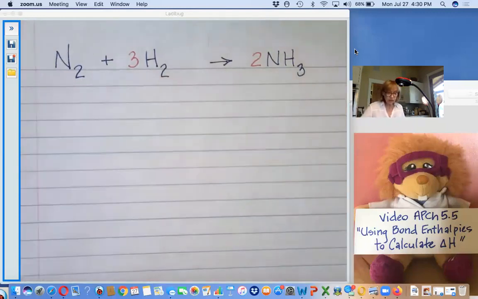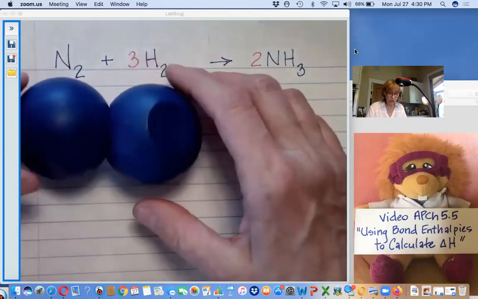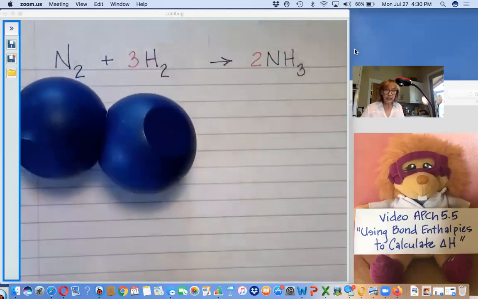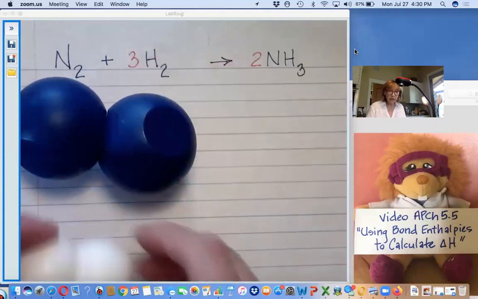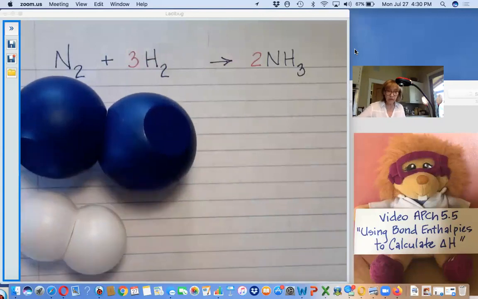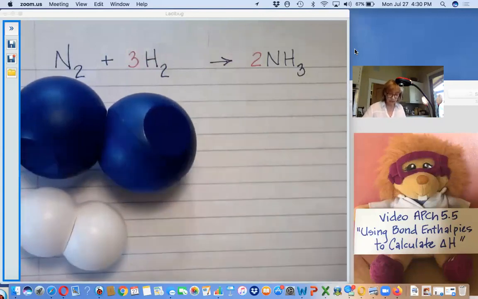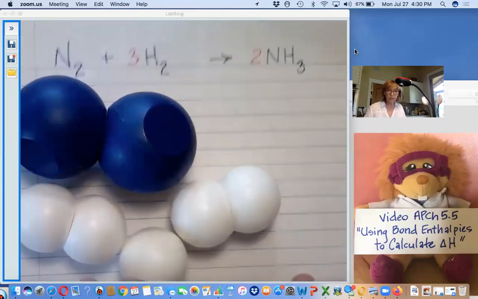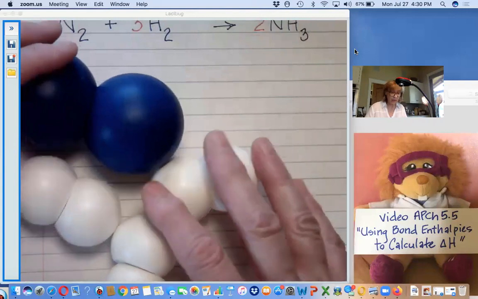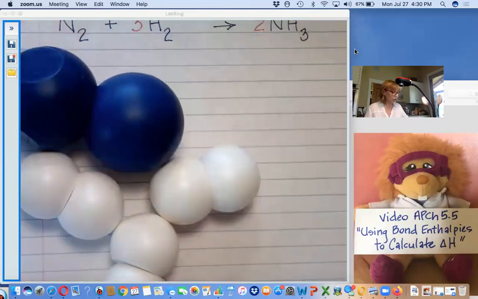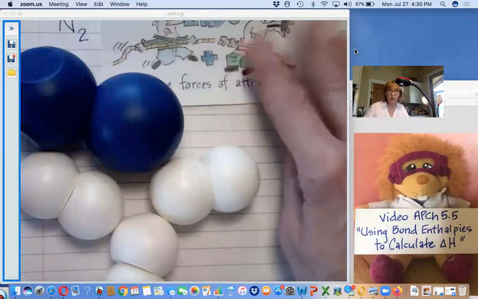So I want us to visualize what's happening on a particle level. Here's an N2 molecule, and we need not 1 hydrogen, but 3 hydrogen molecules. There's one, here's a second, and here's a third. So in order for this reaction to happen, energy has to go in to break the bonds. Can you see all that?